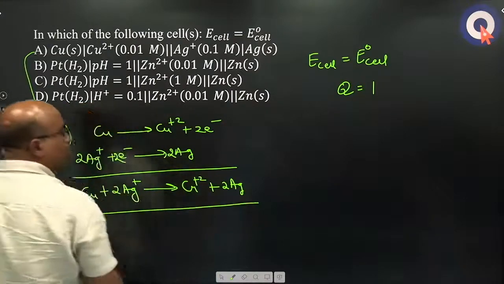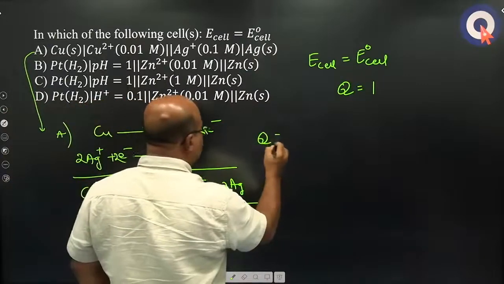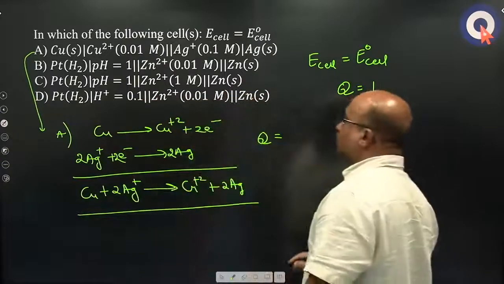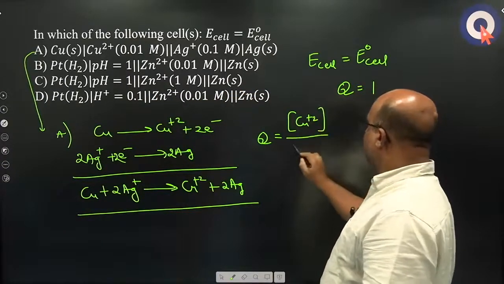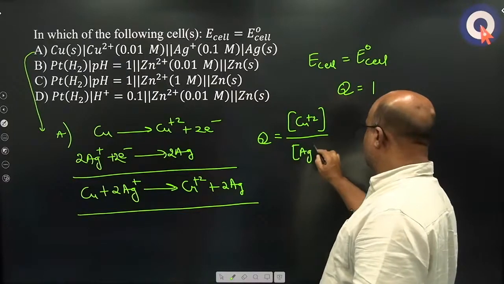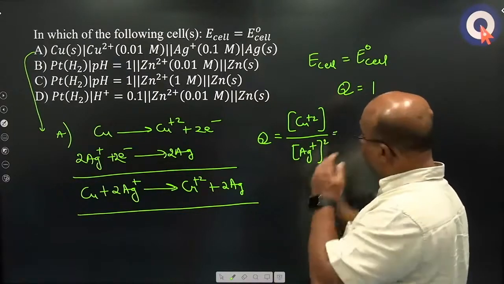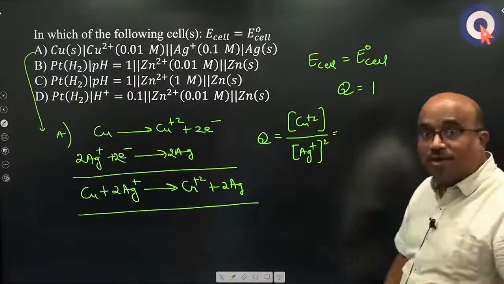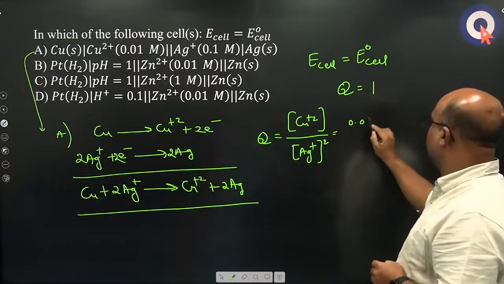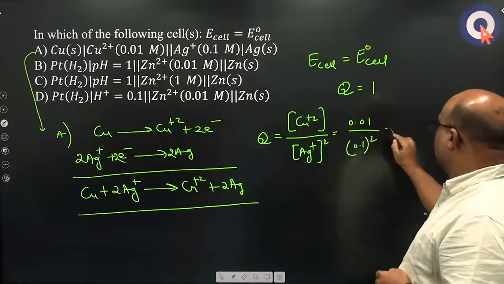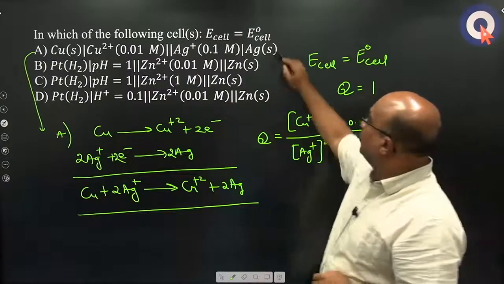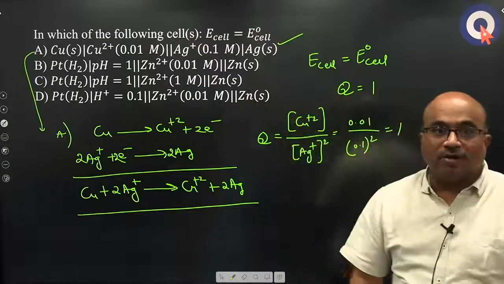So what is Q for this? It's nothing but copper ion concentration by Ag plus concentration whole square. What is the copper ion concentration given for us? 0.01. Ag plus concentration is 0.1. So that it becomes 1. So in this case E cell is equal to E naught of the cell.